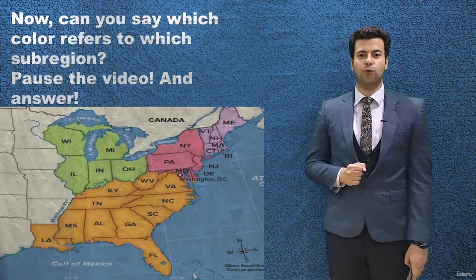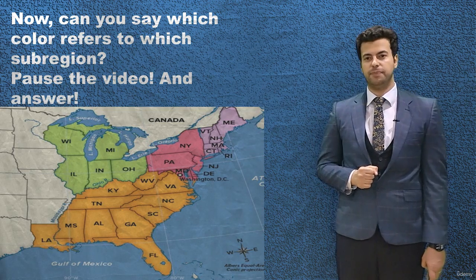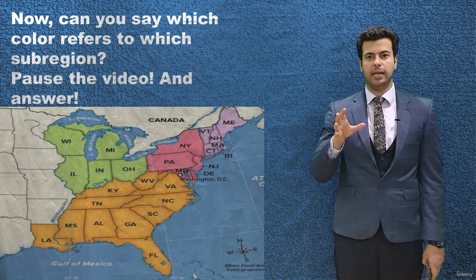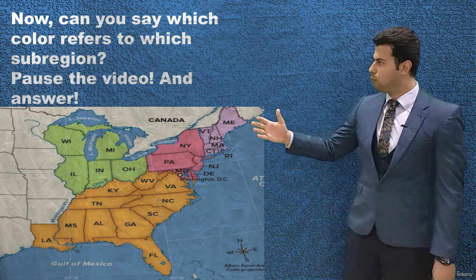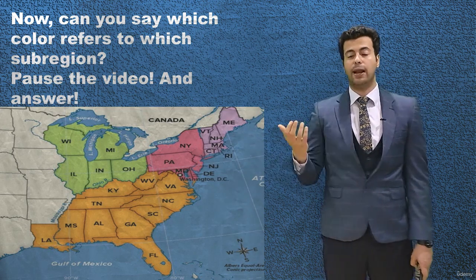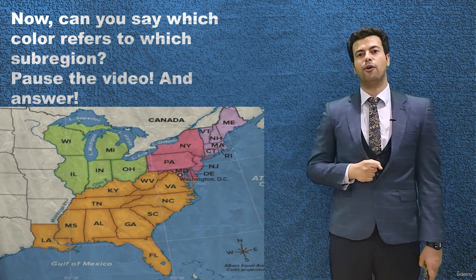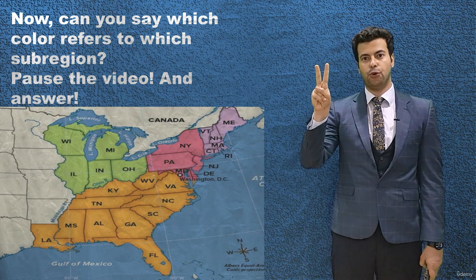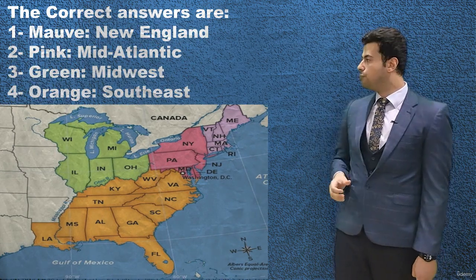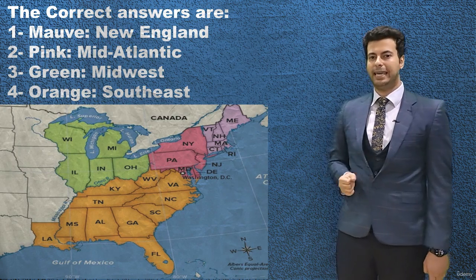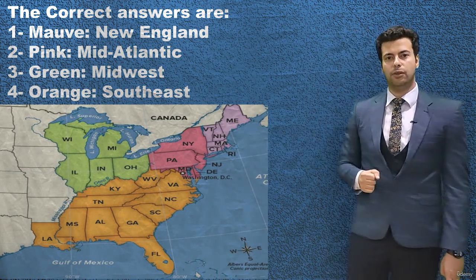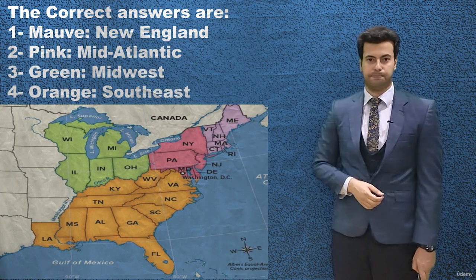Now, can you guess which color refers to which subregion? I know that I have passed them quickly, but I want you to think. Pause this video and answer. What is mauve? What is green? What is orange? And what is pink? Now, I'm going to answer you in 3, 2, 1, and I hope that you got it correct. The mauve indicates New England, the pink, the Mid-Atlantic, the green, the Midwest, and finally, the orange, the Southeast.